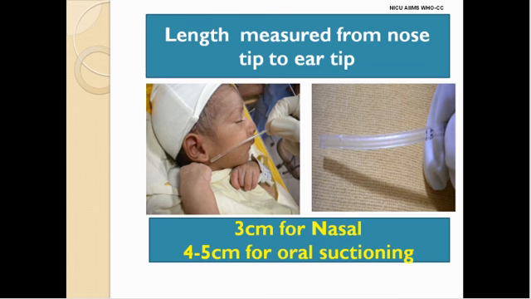After setting the suction pressure, the desired length of the suction catheter is measured from the tip of the nose to the tip of the ear. Commonly, for oral suction, the desired length is about 4 to 5 cm as compared to a 3 cm length in case of a nasal suction.